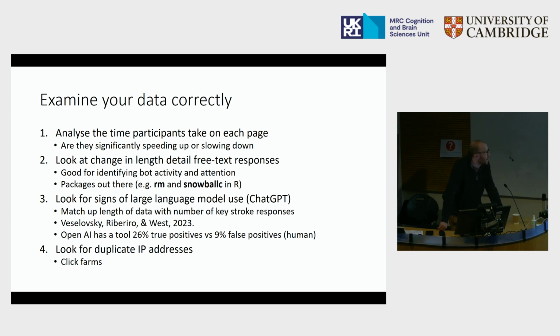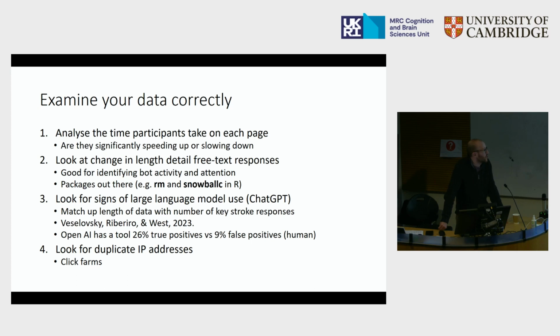And this one is a big problem, obviously, coming into the future: use signs of large language models. Obviously, it's easier said than done, but there are certain things. If you're looking for paragraph answers and there's only one keystroke measured, it's probably because they've copied and pasted it from somewhere, be that from a language model or just copying some other answer. So match up the length of the response to the number of keystrokes.